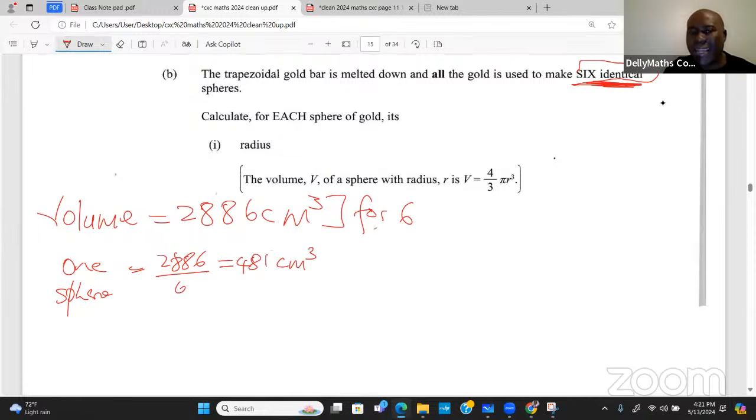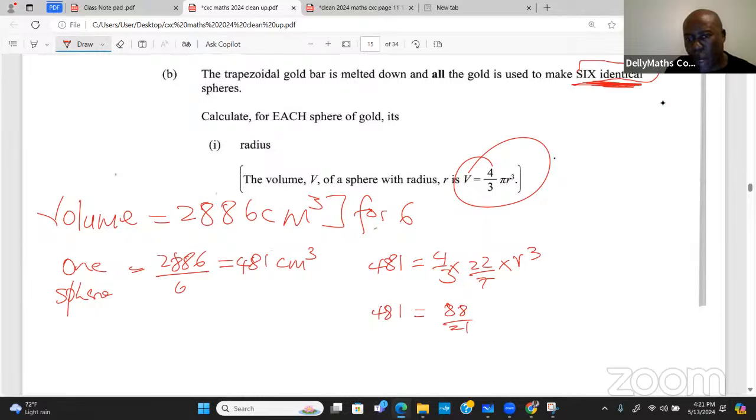Now I could make the link, because remember the formula for volume is actually, we got it here, 4/3 pi r cube. So basically then we're saying 481, which is the volume of 1, is equal to 4/3 times pi. They say use 22/7 times r to the third. So 4/3 pi r cube. And that's what we have here. So all we're going to do is just take our time and we work it down. This is 88/21 r to the third, right?